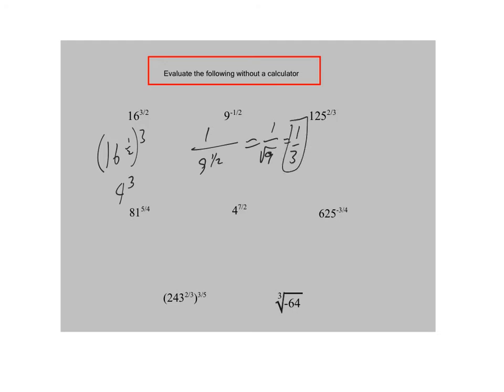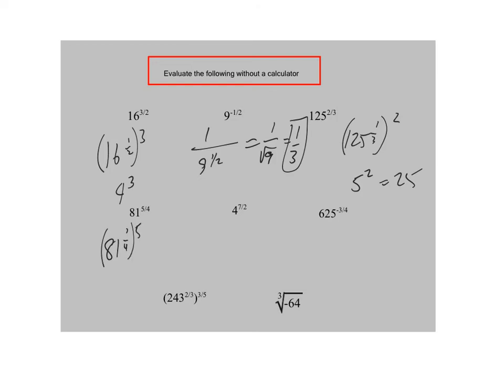Okay, 125 to the 2/3. Again, I would go 125 to the 1/3 and then square it. Okay, and the cube root of 125 is 5, so that's just 5 squared. Again, you can set that equal to 25. 81 to the 1/4 raised to the 5th.